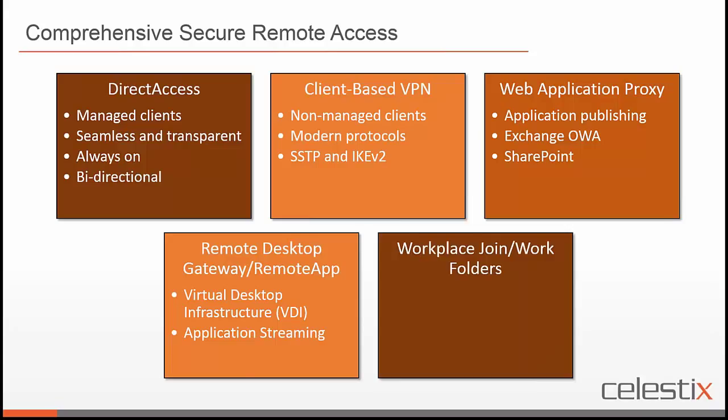And then, of course, Workplace Join and Work Folders go hand in hand with our BYOD strategy. Workplace Join and Work Folders is supported on the Celestix E-Series. This is designed to provide secure file synchronization for mobile devices, and it leverages some technologies that are part of the operating system. Essentially what it does is it provides a Dropbox or OneDrive-like experience. However, the data repository is now a file server on your corporate network instead of a cloud service. So there are some advantages to using that. That capability is a part of the Celestix E-Series as well.